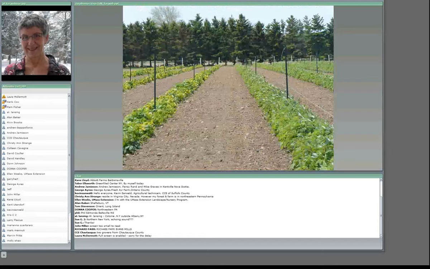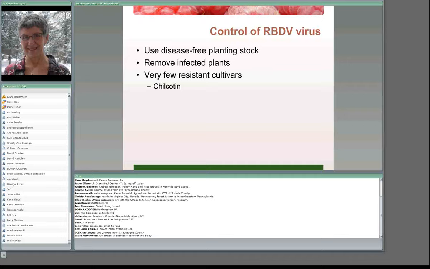As I said, it's very difficult to control raspberry bushy dwarf virus, but again, you should also always start your plantings with disease-free planting stock. If you do see symptoms of this virus or any of the other virus diseases, you should rogue out those plants if possible. Remove the infected plants and plants on either side.